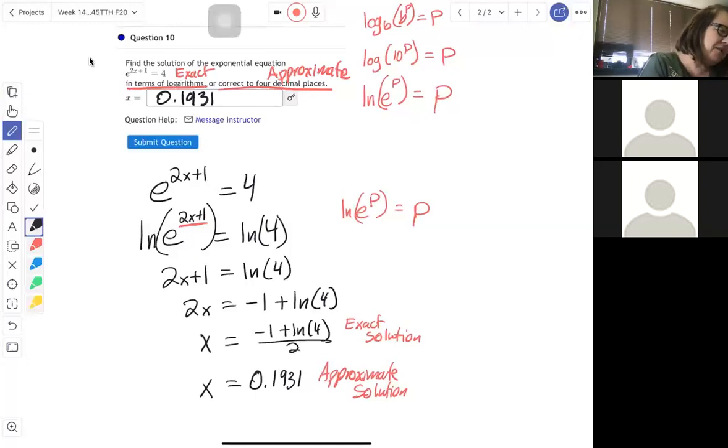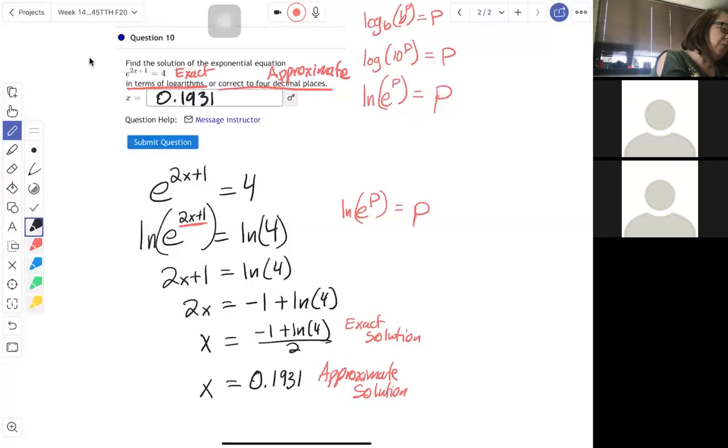Do you have any questions about working this one? It's definitely a new and different process. It's going to feel kind of weird because it's not like anything else you've ever done.